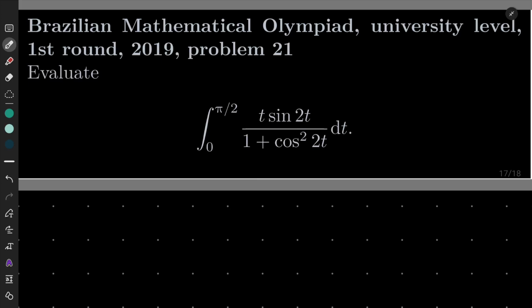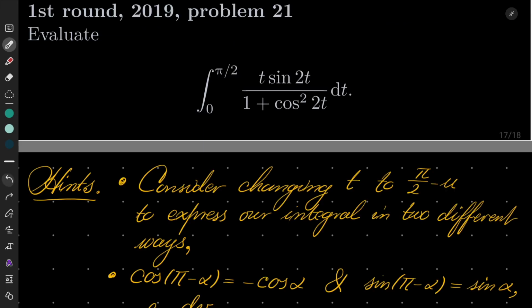Friends, in this video I'd like to solve the following problem from the Brazilian Mathematical Olympiad, university level, first round, year 2019, problem number 21. We wish to evaluate the following definite integral from 0 to pi over 2 of t sine 2t over 1 plus cosine squared of 2t dt.